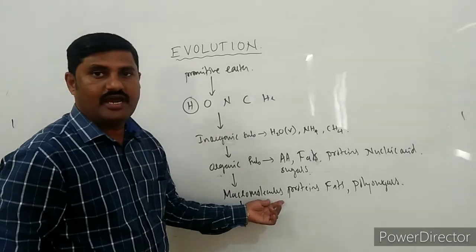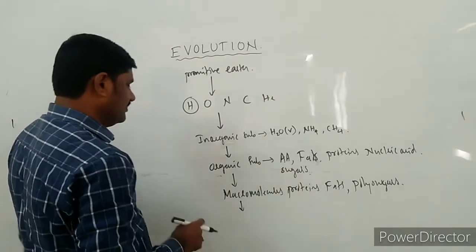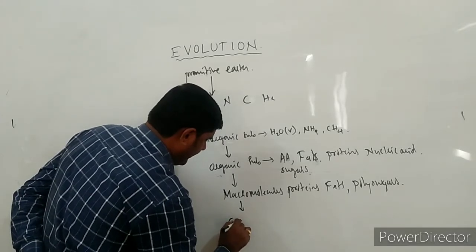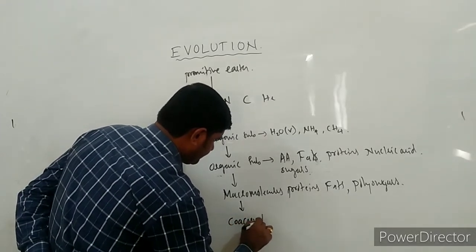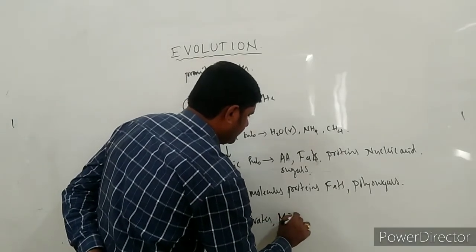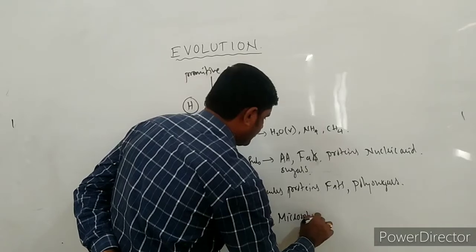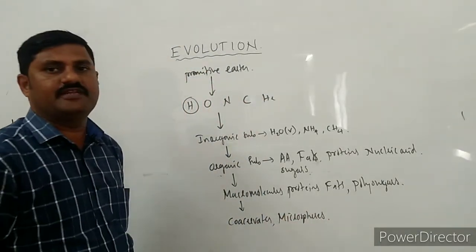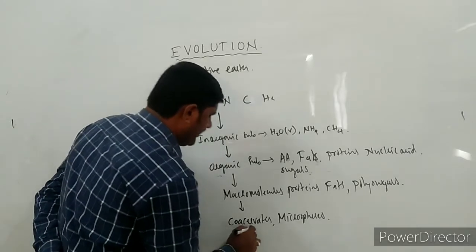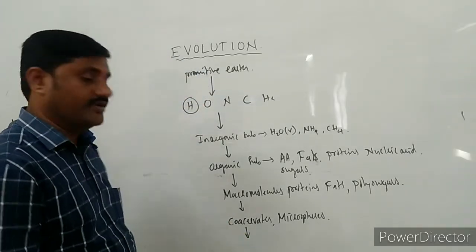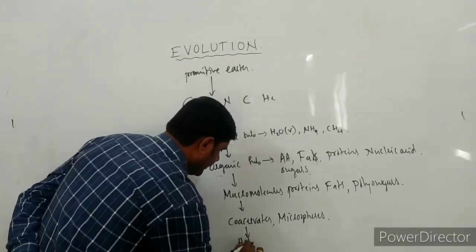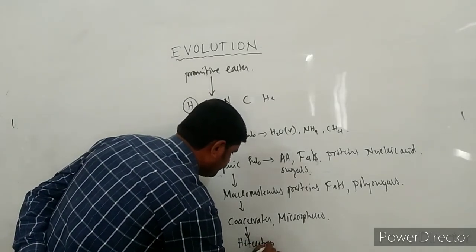Macromolecules were formed, and from these macromolecules, what formed? So coacervates were made, microspheres were made of proteinoids as well as lipids, right? These coacervates later were converted into heterotrophs. What did they convert into? Heterotrophs.